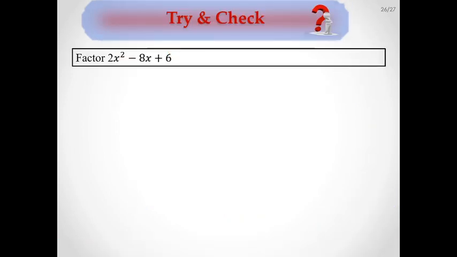Now let's try to do this one. Please stop the video and try to do it by yourself. Then compare with my solution. Now let's start with this. If you can notice first, you have to factor out the greatest common factor if possible. So here 2, 8, 6 look common. Then you can say this is 2 times x squared minus 4x plus 3.